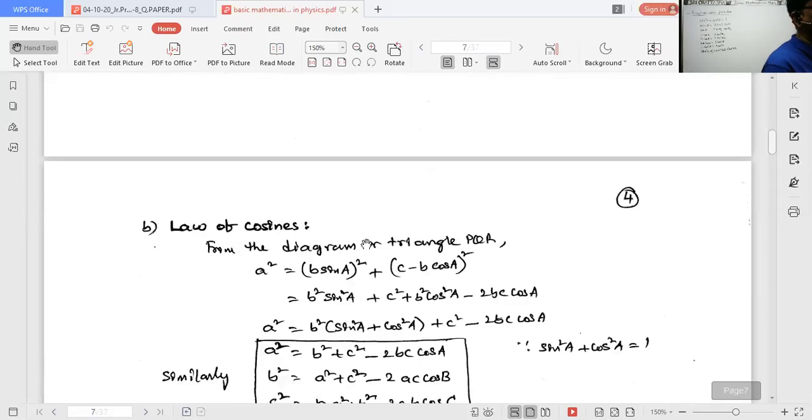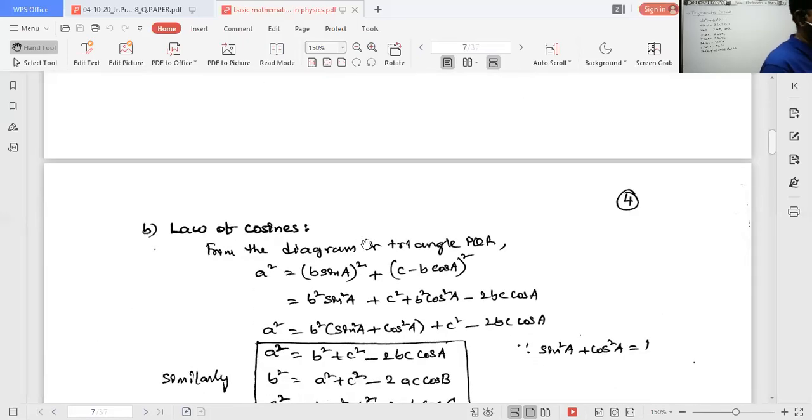Okay, similarly, law of cosines. So according to the law of cosines, all of you see that law of cosines.